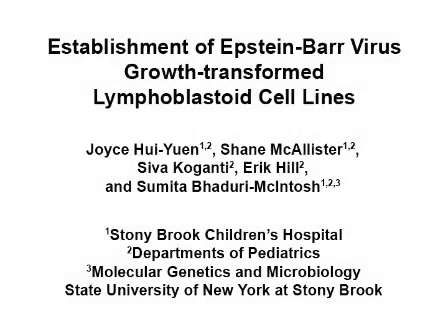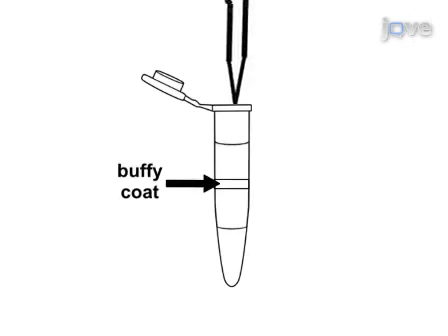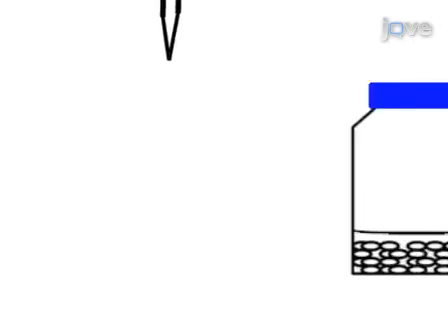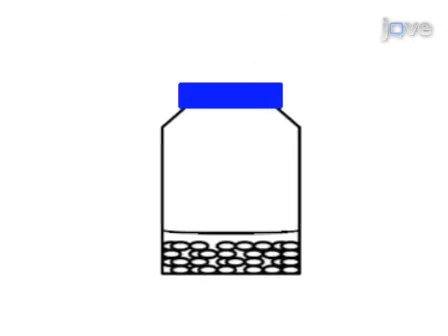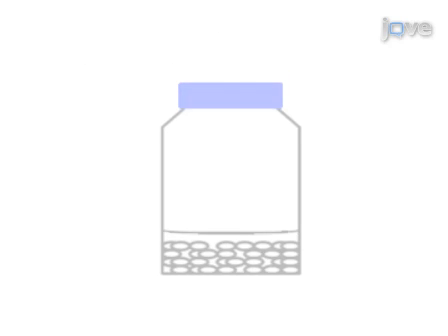The overall goal of this procedure is to generate Epstein-Barr virus-transformed lymphoblastoid cell lines, or LCL, from human B cells. This is accomplished by first isolating peripheral blood mononuclear cells from human blood. Next, the cells are infected with Epstein-Barr virus in the presence of FK506, an immunosuppressive agent.